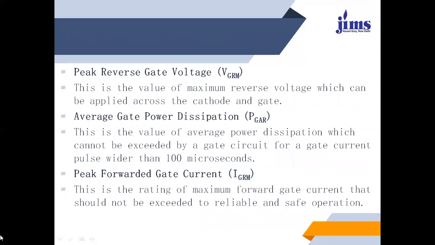Next parameter is the peak reverse gate voltage. This is the value of maximum reverse voltage which can be applied across the thyristor between the cathode and gate. Average gate power dissipation. This is the value of average power dissipation which cannot be exceeded by a gate circuit or a gate current pulse wider than 100 microseconds. Next parameter is the peak forward gate current. This is the rating of maximum forward gate current that should not be exceeded for reliable and safe operation.